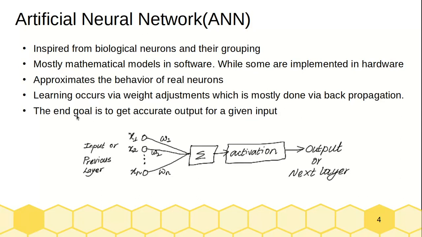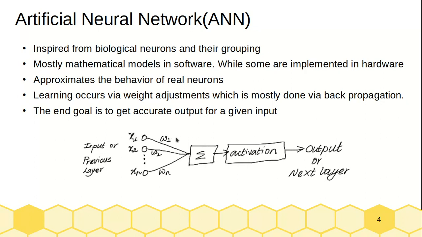And our goal in the artificial neural network is to get an accurate output for the given input. So we supply a bunch of input, and there will be some sort of mathematical calculation going on, and we'll get the output. So let's quickly go into this calculation. Here x1, x2, xn represent the inputs, and w1, w2, wn represent the weights, which give the priority to various inputs.